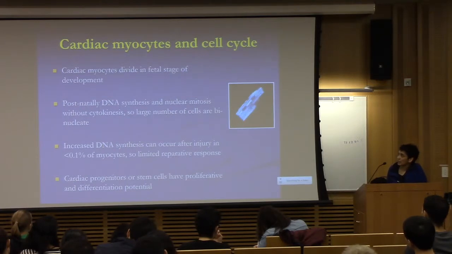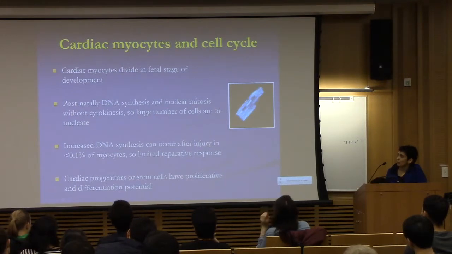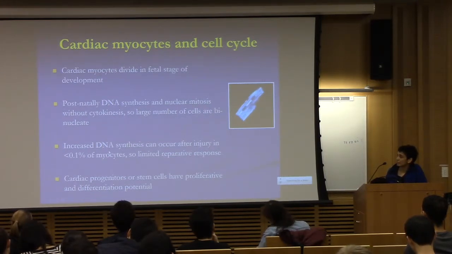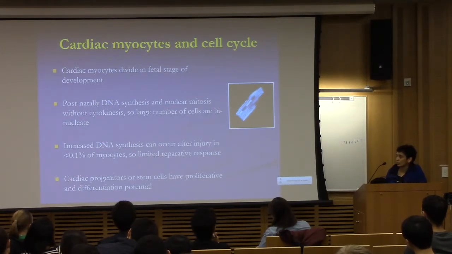So the cardiac myocytes divide in the fetal stage of development, and postnatally, you have DNA synthesis and mitosis, but you have no cytokinesis. So if any of you have worked in any research labs where they isolate cardiac myocytes, you will see that many of the adult cardiac myocytes, which look like this, are binucleate. That's because you usually have nuclear mitosis without cytokinesis, and so you can have multinucleate cells. And so it is known that after injury, you can have increased DNA synthesis, but the number of myocytes that can actually divide is very low.